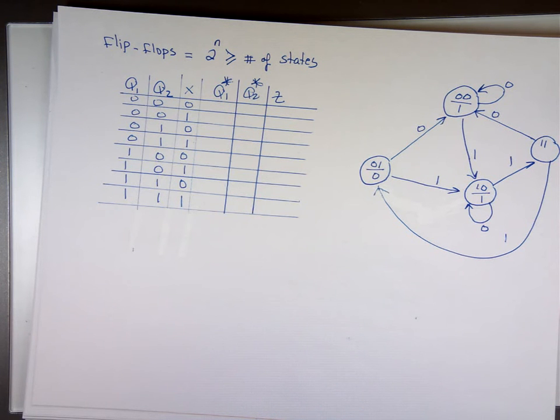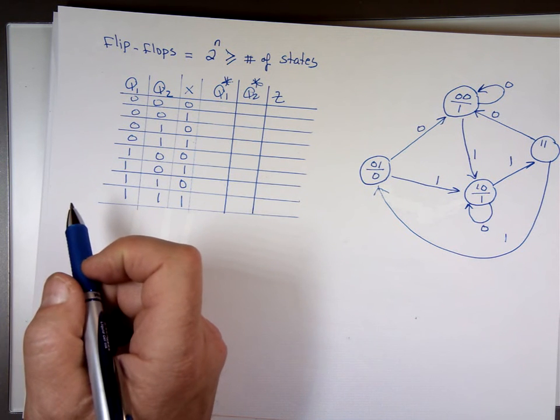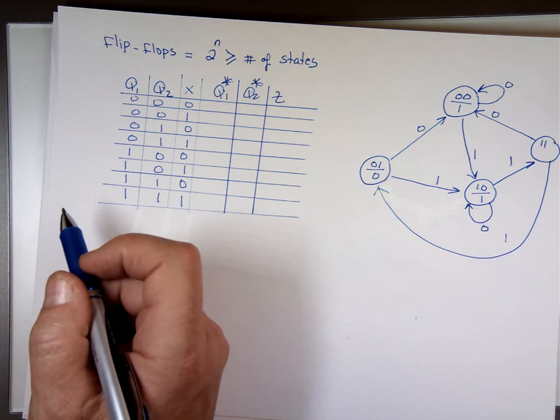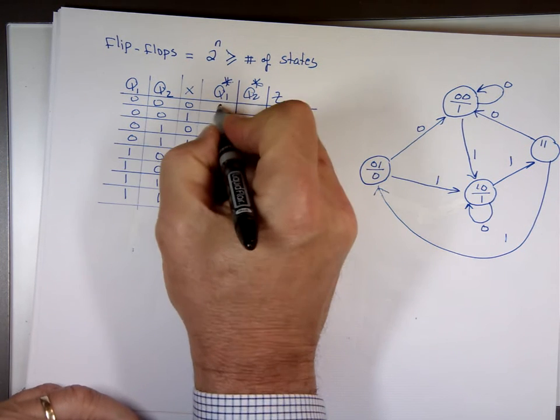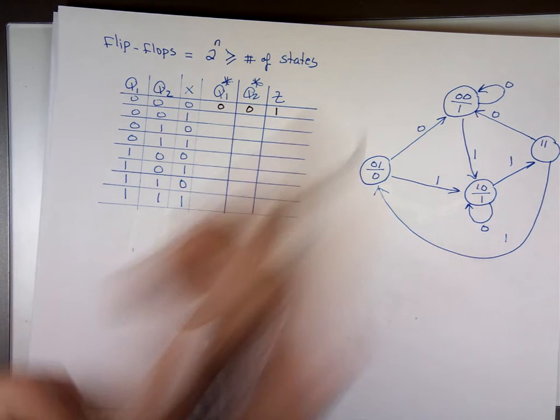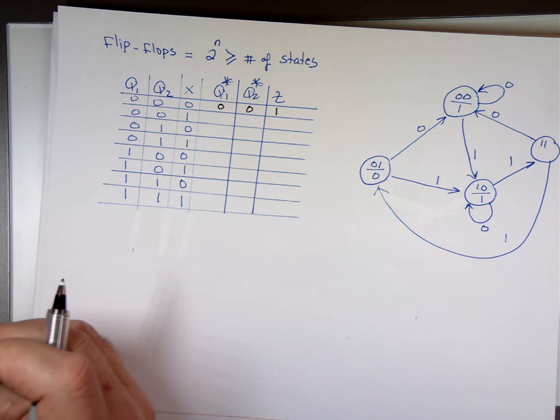Let's see. If your state is 0, 0 and your input is 0, what happens? You stay there. So let's stay there. And do you get an output? Yes. If your state is 0, 0 and your input is 1, you go to where? 1, 0, your output is 1.